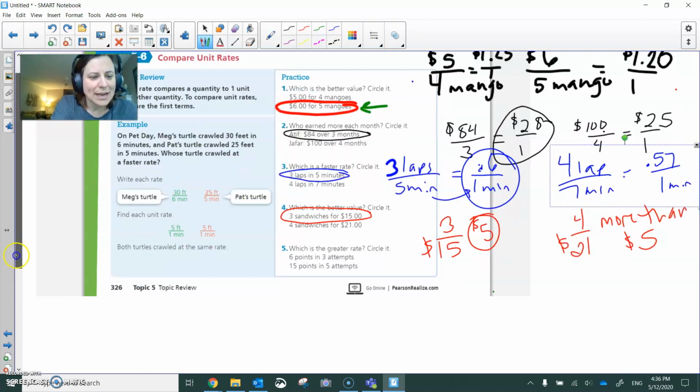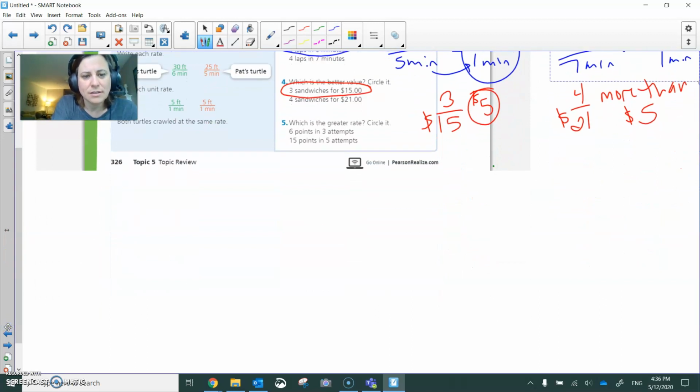What is the greater rate? 6 points in 3 attempts.